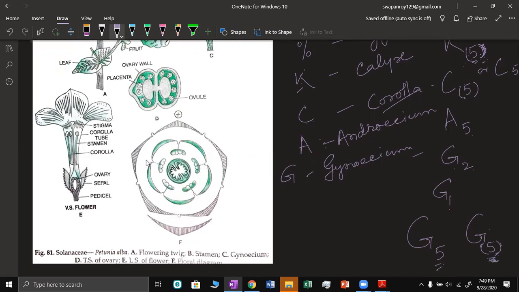Say in the family Solanaceae, there are 2 carpels, so G2, and they are united, bicarpellary syncarpous. So this 2 we will keep within the bracket. Now another thing is whether the ovary is superior or inferior. Superior ovary, inferior ovary.